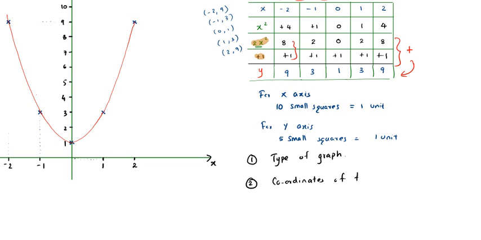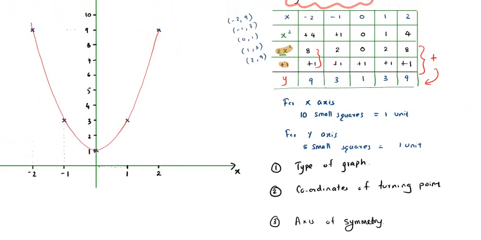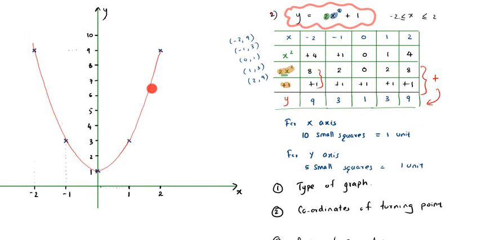Third one, axis of symmetry, right? Third one, axis of symmetry. And fourth one, maximum or minimum y value. So you have to choose the appropriate word. Looking at this graph shape once again, immediately we know it's a minimum. The type of graph is a minimum.